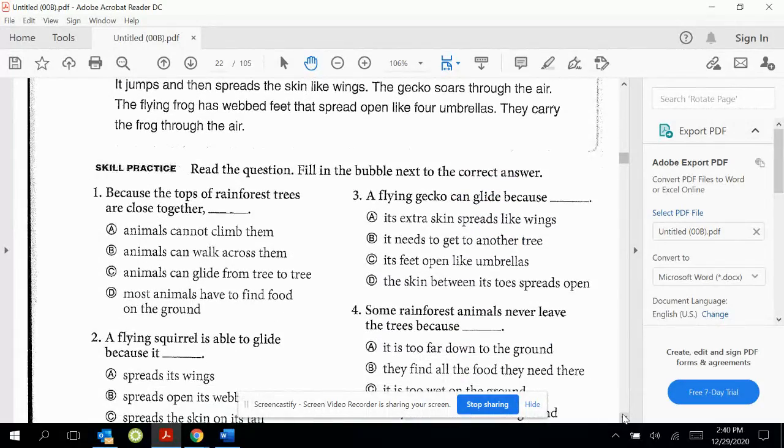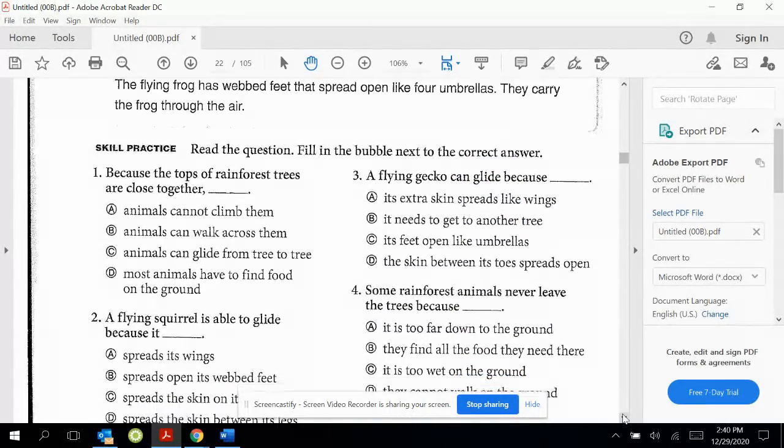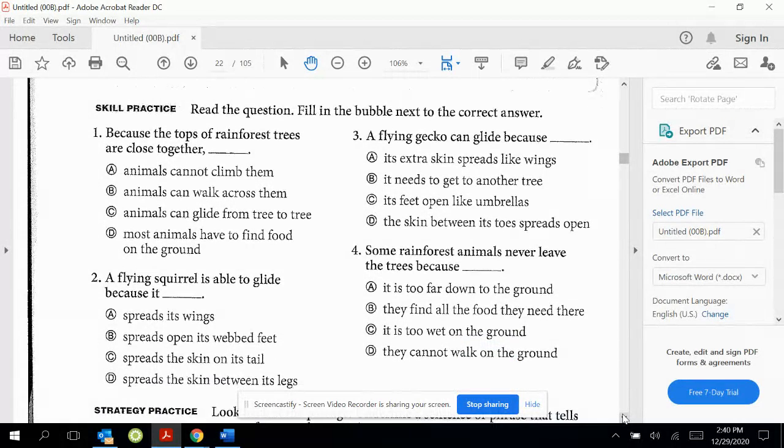It says, read the question, fill in the bubble to the correct answer. Because the tops of the rainforest trees are close together, A, animals cannot climb them, B, animals can walk across them, C, animals can glide from tree to tree, D, most animals have to find food on the ground.